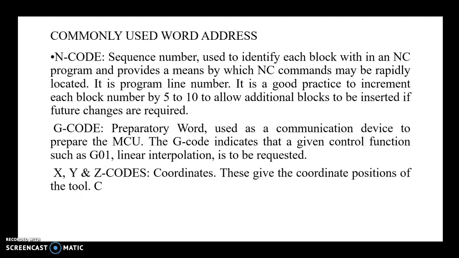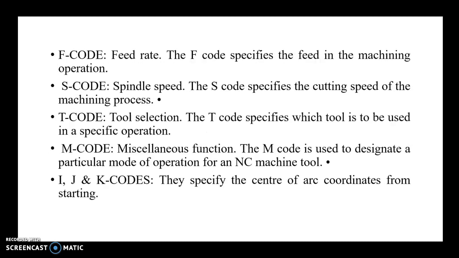X, Y and Z codes are coordinates. They give the coordinate position of the tool. F code is the feed rate. The F code specifies the feed in the machining operations. The S code specifies the cutting speed of the machining process. T code: the T code specifies which tool is to be used in a specific operation. M code: the M code is used to designate a particular mode of operation for a numerical control tool. I, J and K codes specify the center of the arc, or the coordinates from the starting point.